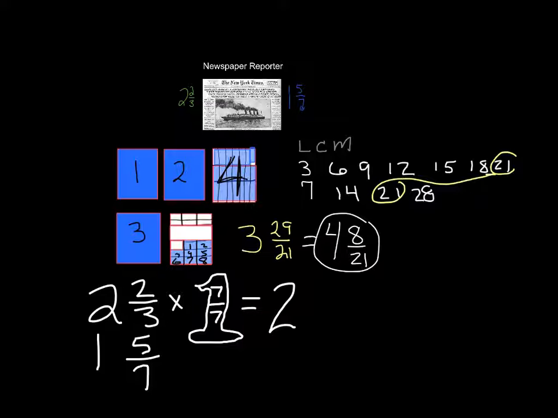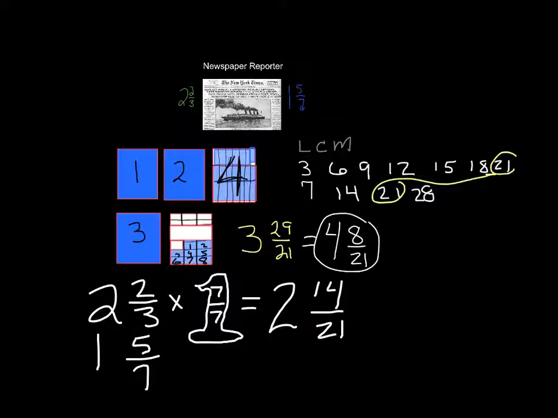And that will give me a new fraction. The whole number stays the same, 2. And now I take 2 and 7. 2 times 7 will give me 14 for my numerator. And then 3 times 7 gives me 21 for my denominator. And that's exactly what I have here in my illustrations.